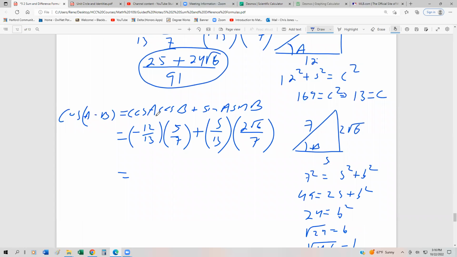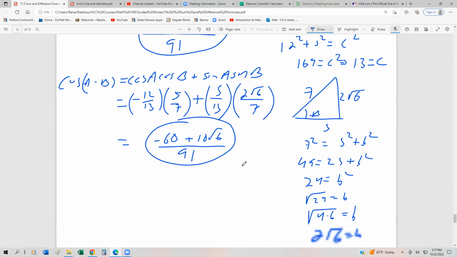Negative 12 times 5, that's going to be equal to negative 60. 5 times 2 is 10. We have a root of 6. And then in the denominator, 13 times 7, we know that to be 91. Right? There are no common factors between 60 and 91, 10 and 91. All right. So the only other thing we could do is we could factor out a 10 from the numerator. Doesn't matter. We'll just leave it like this.